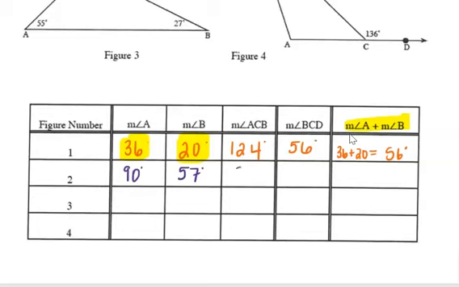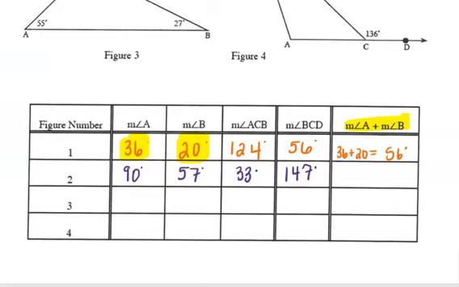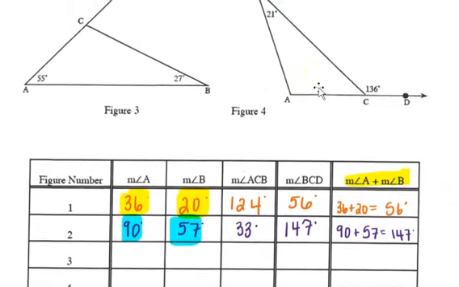ACB was 33 degrees. BCD, that was that exterior angle, we said was 147. Now let's go through again, adding up A and B. I would get 90 plus 57 is equal to 147. Alrighty. Continue to keep that in mind.